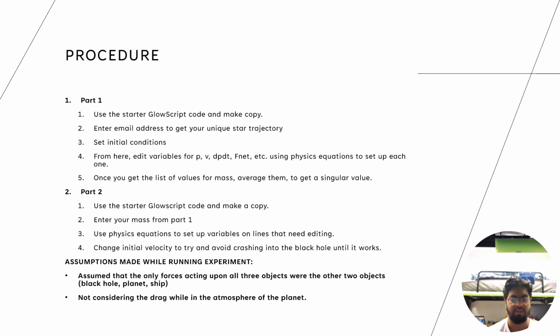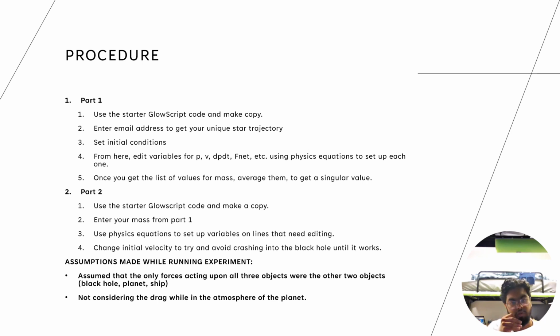Then for part 2, you do a similar thing. You set up the glow script code, fill in the initial conditions, enter the mass you got from part 1, and then once you run it, you change around the initial velocity in order to avoid crashing into the black hole. Some of the assumptions we made while running the experiment are that the only forces acting upon all 3 objects were the other 2 objects, and that we didn't consider the drag while in the atmosphere of the planet.